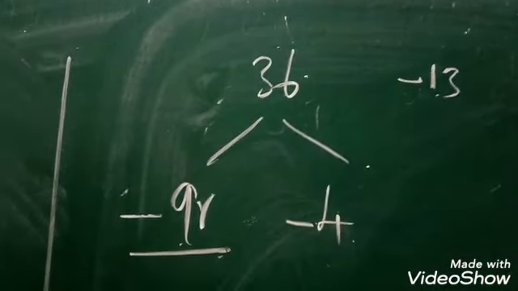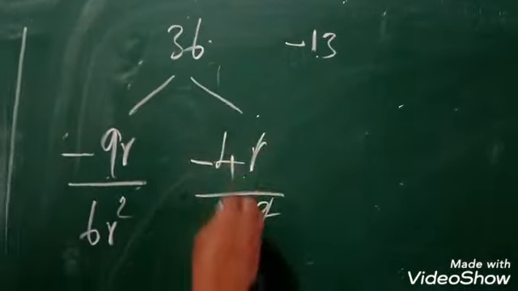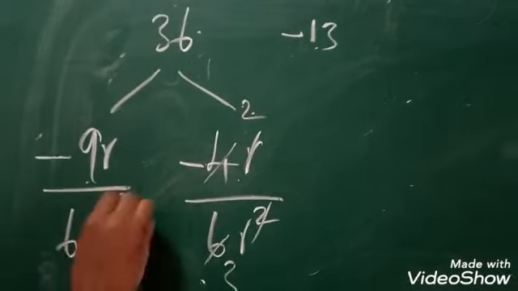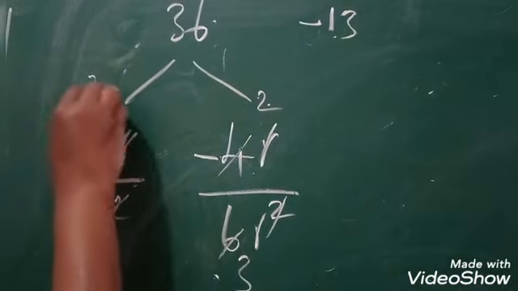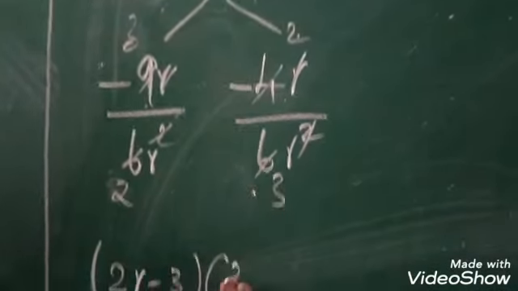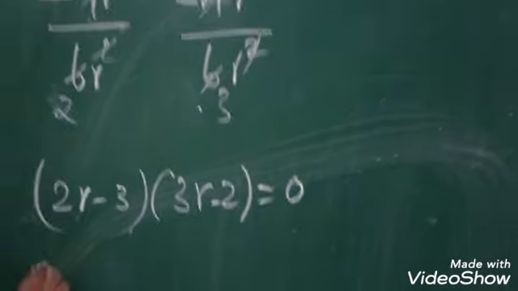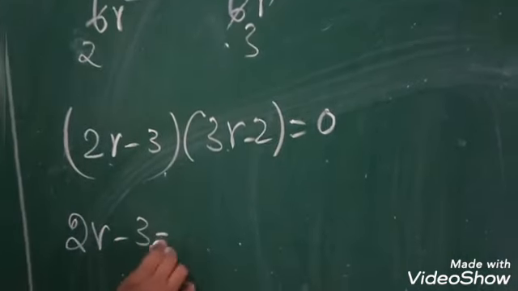Now you have to put r divided by 6, 6r squared divided by 6. Now you have to cancel with the 2 table here, and here cancel with the 3 table. Okay. Now the answer is 2r minus 3 one factor, 3r minus 2 another factor. Now if either is 0, you will get two answers for r.